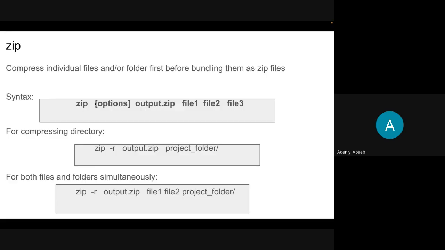So zip, then the options. An option is the same thing as a flag. Then these are the files that you want to zip and compress using zip. You still want to bundle, so you have to first list them out. And by the time you are done, after doing the compression and the bundling, this is what you want to call them. I want to call them output.zip.